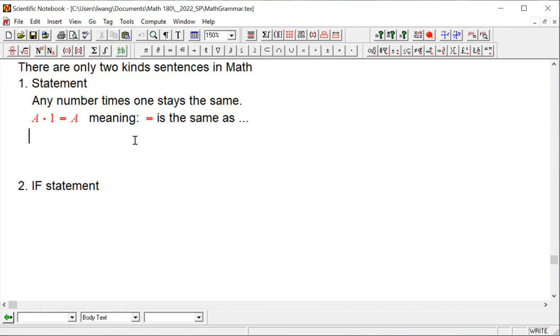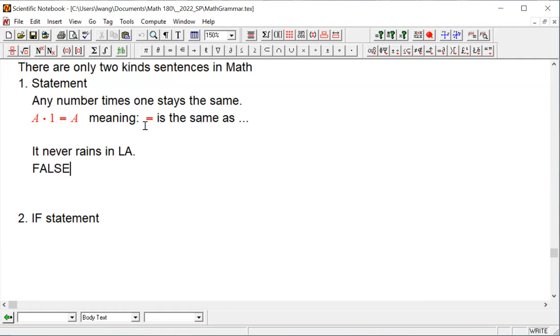For example, we can also say, it never rains in LA. That's a statement. Is it true or false? It's false, because you only have to point out one day, there's one day it rained in the record. So this is a false statement, false. And a mathematical statement, of course, can be false too.